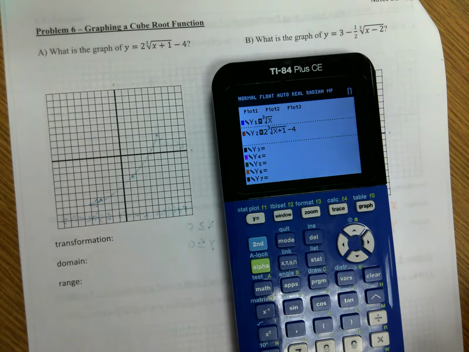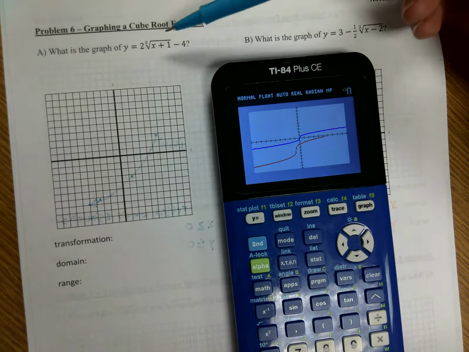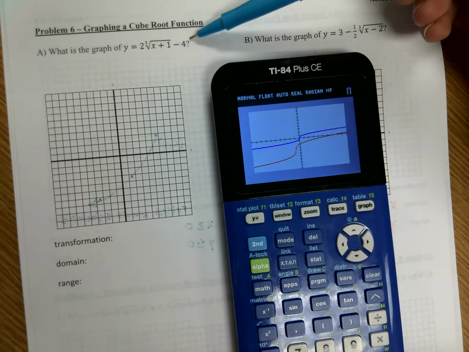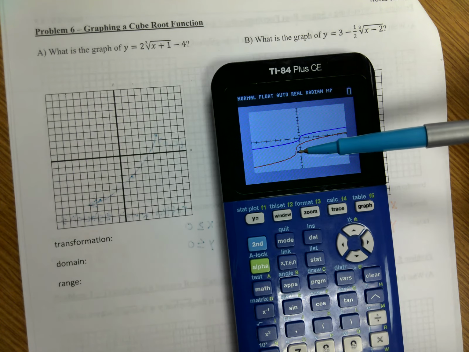Now when I push graph, you'll see what the parent function is, and then it's also going to have my transformation. This is what the parent function of the cubic root of x looks like, and this is our transformation. So when we're talking about left 1, down 4, it's this point right here where it kind of switches from going to the right to the left. It has this like little squiggle. So this moved left 1, down 4, that point.